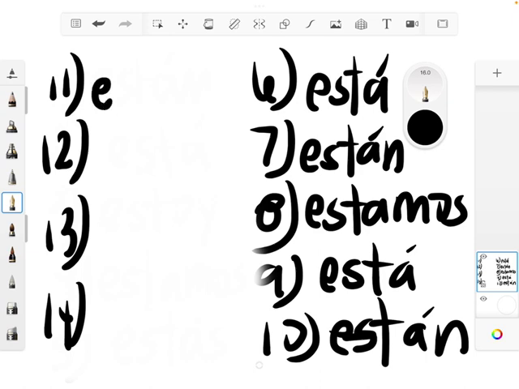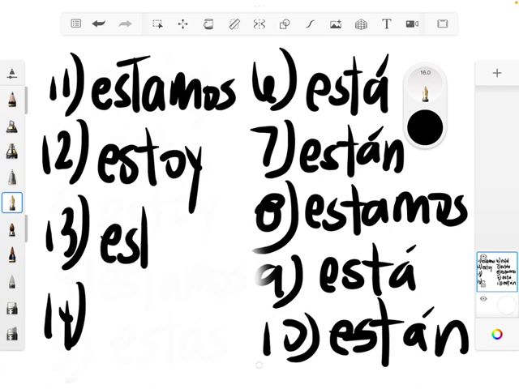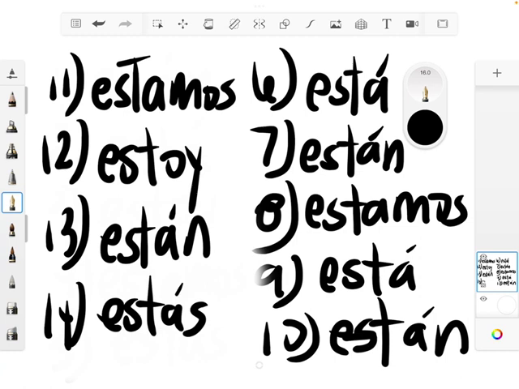Nosotros estamos enfermos. Yo estoy en la biblioteca. Carmen y María están en la residencia estudiantil. Tú estás al lado de Raúl.